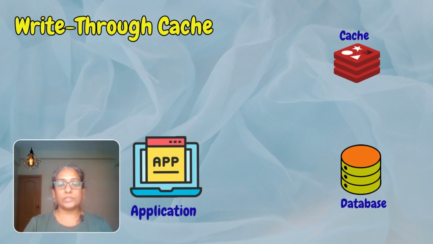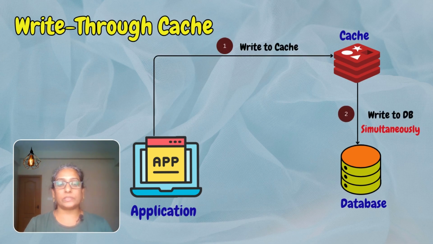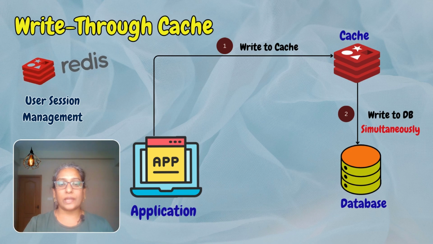In write through cache, every write operation to the database is also written to the cache simultaneously. This ensures that the cache is always up to date with the latest data. Redis cache with write through caching for user session management is an example of this.